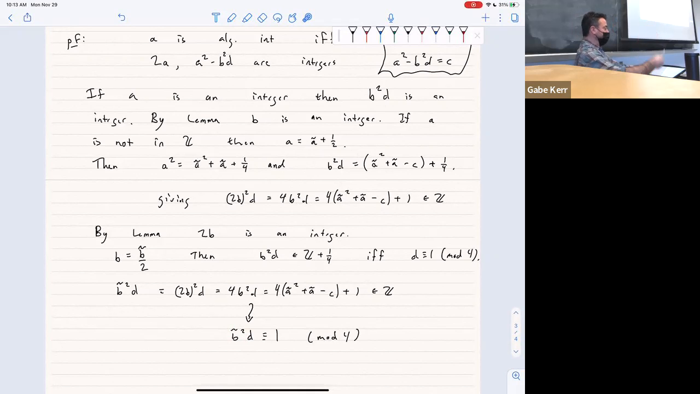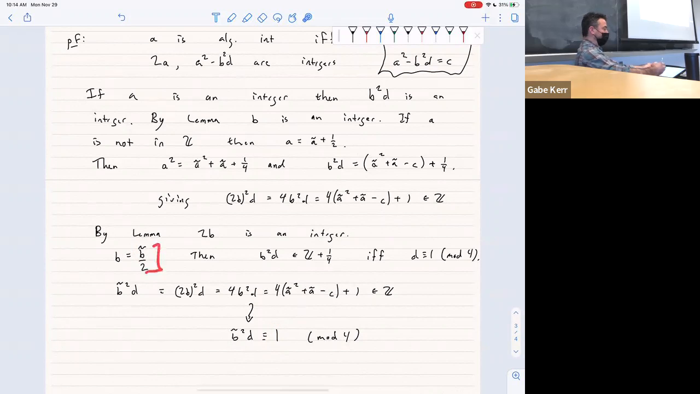So can B tilde be 0? No, because this would be 0. Can B tilde be 2? Then we get 0 again. So B tilde can't be 0 or 2, which incidentally means that B tilde in this case is odd.